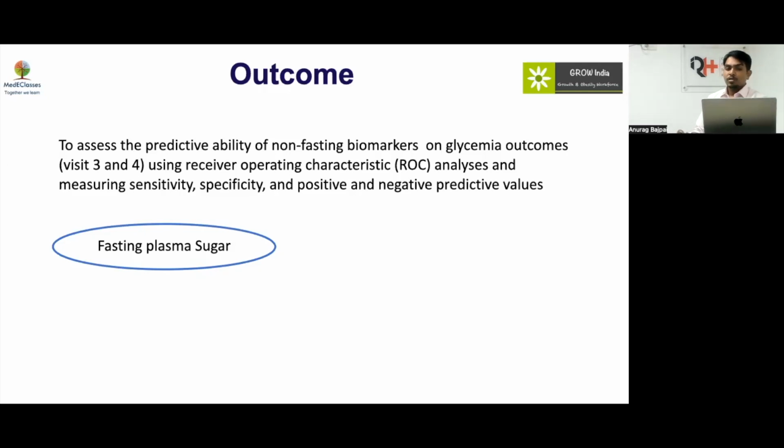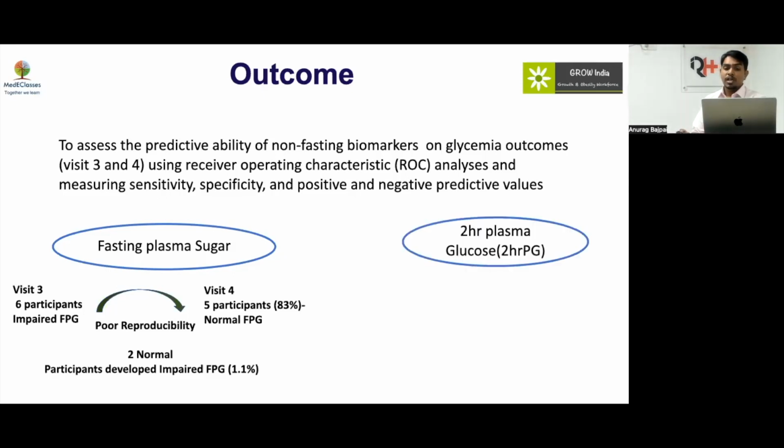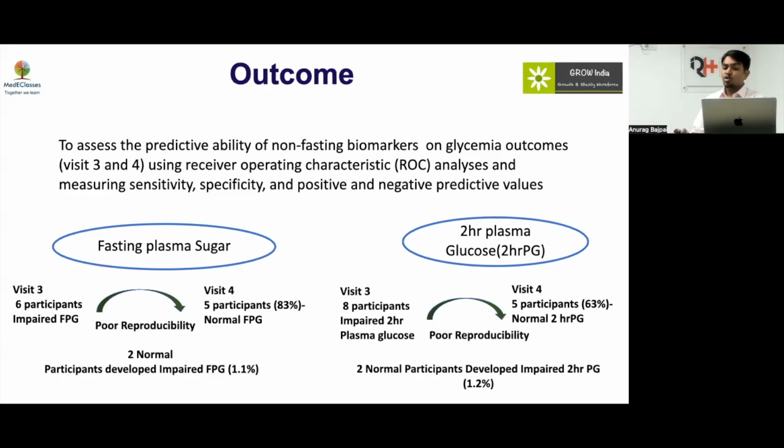Okay. So here first I want to discuss the reproducibility. They have compared the results of visit 3 and visit 4. At visit 3, there were 6 participants with impaired fasting blood sugar. Among them, 5 became normal. So the reproducibility of fasting blood sugar was poor according to this study, and some participants with normal fasting blood sugar developed impaired fasting blood sugar. If I talk about the 2-hour plasma glucose test, among 8 participants with impaired 2-hour OGTT, 5 became normal, and two normal participants became abnormal over the duration of 1 to 3 weeks.